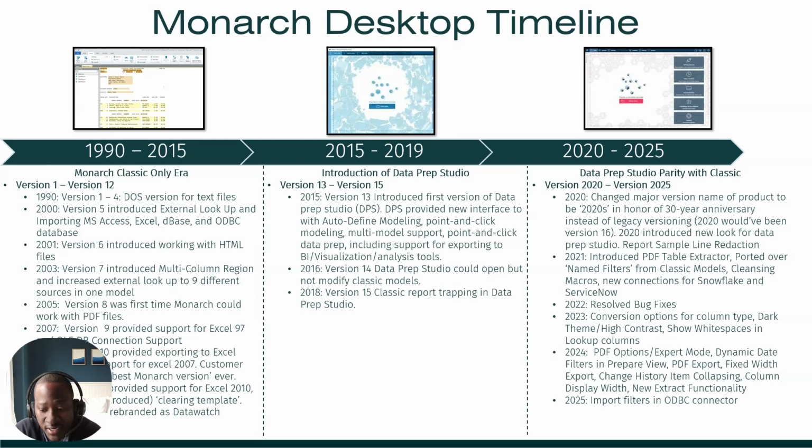and it was a DOS version. It wasn't even a Windows version, it was DOS, and it was purely working with text files. And this era, from 1990 up until 2015, is what you call the Monarch Classic only era. In other words, Monarch Classic was the only application available at the desktop level. So 1990 up to 2000 was versions 1 through 4.